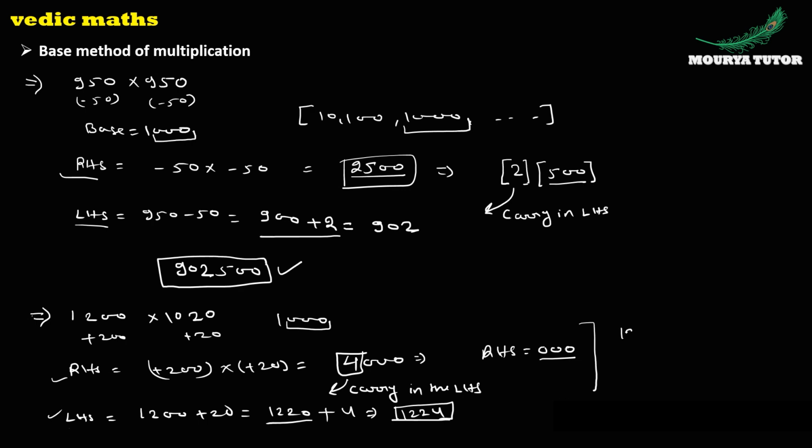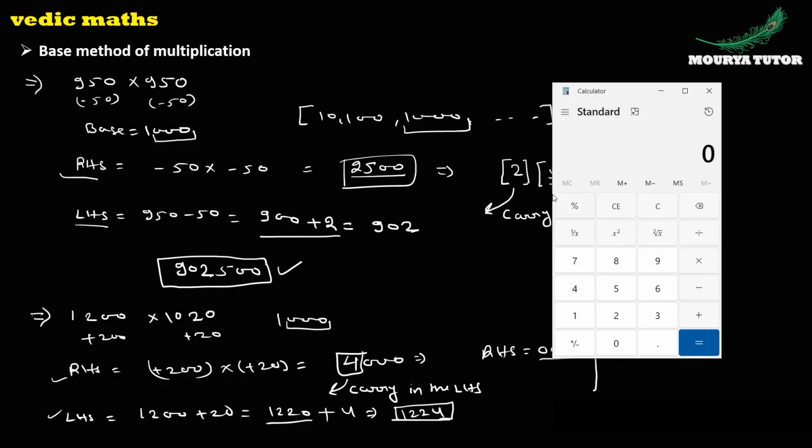So what will be the answer? 224000. This will be the multiplication answer of these two numbers. If you are not sure whether we are doing it right or not, you can use a calculator also. Let me use a calculator here itself in order to make it clear. Now just multiply these two numbers. You will get 902,500. So we got the right answer.